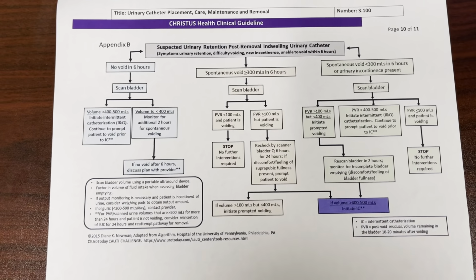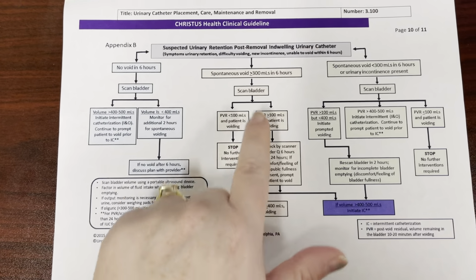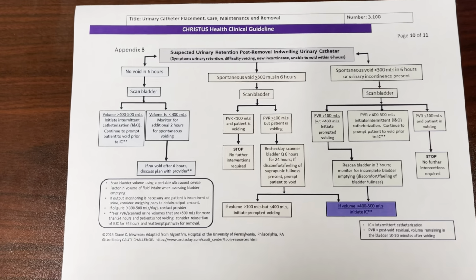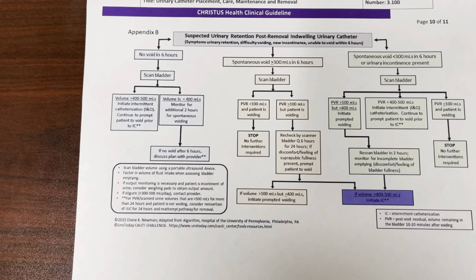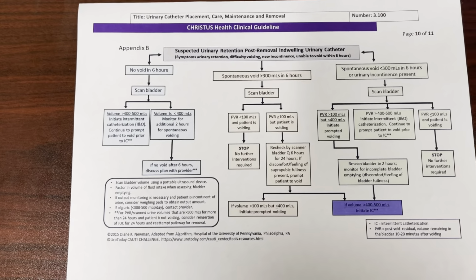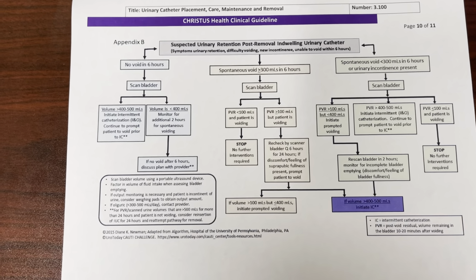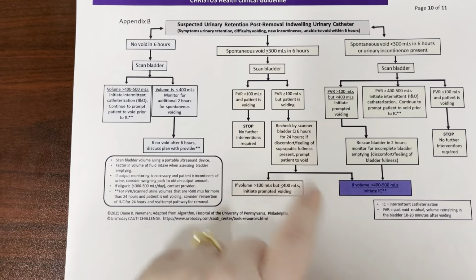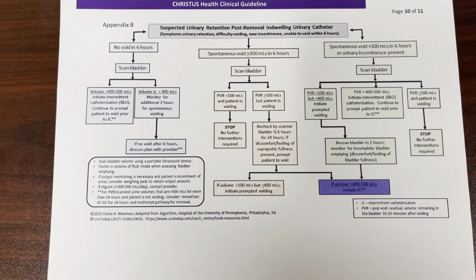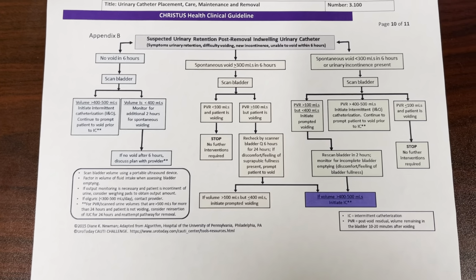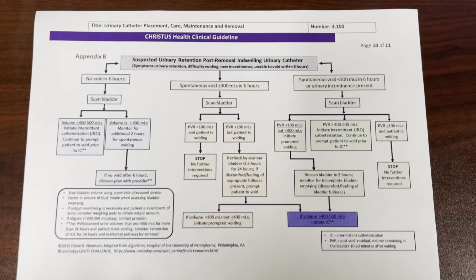If they put out greater than 300 mils in 6 hours, then you can scan the bladder. If they have less than 100 left in their residual, then you can stop at that point. They don't need any further monitoring. But if they have more than 100 mils still left in the bladder, then you're going to check them again in 6 hours, and you're going to continue that trend for 24 hours to make sure that they are not having any retention signs or symptoms.